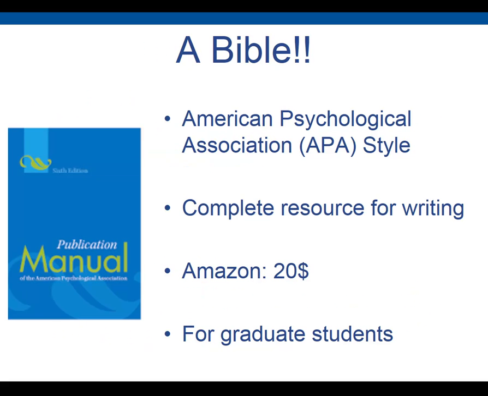The last one, I'd like to recommend this book. This is a Bible. When I was a graduate student, I reviewed this book many times. American Psychological Association, APA style. This is $20. You can purchase it from Amazon. This book tells you how to write more technically, how to locate figures and tables, alignments, everything. Every detailed guideline is listed in this book. I would strongly recommend you purchase this book.